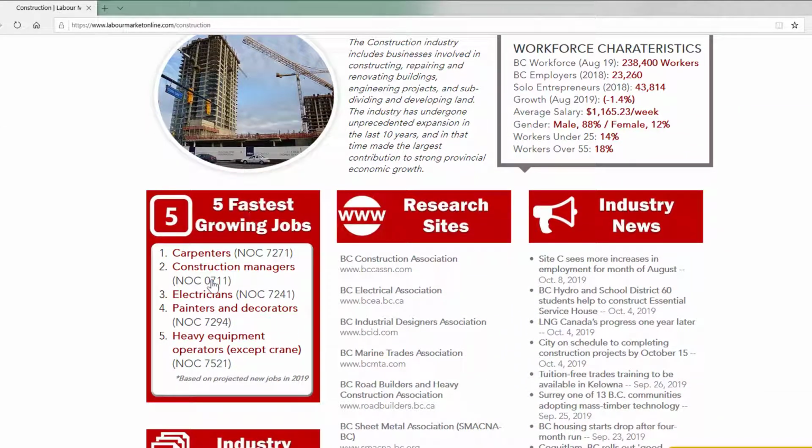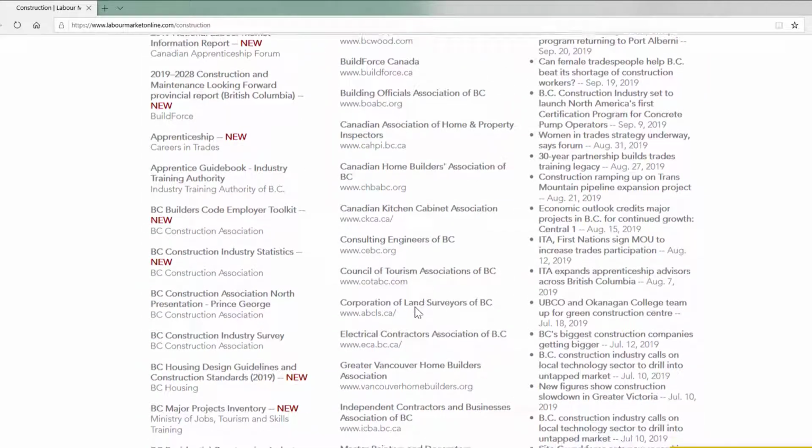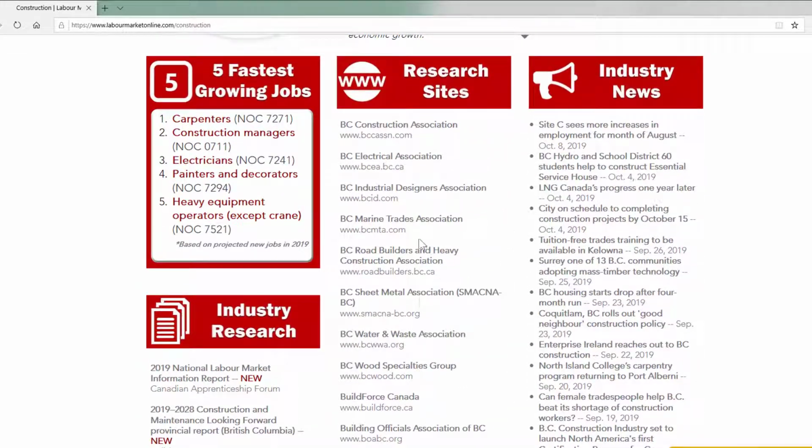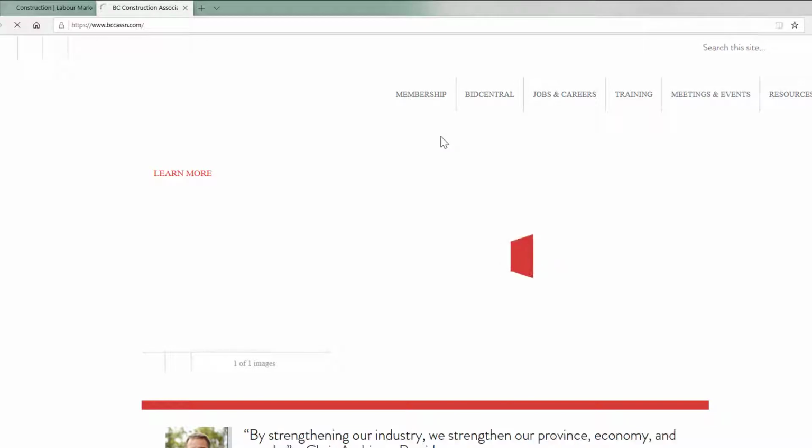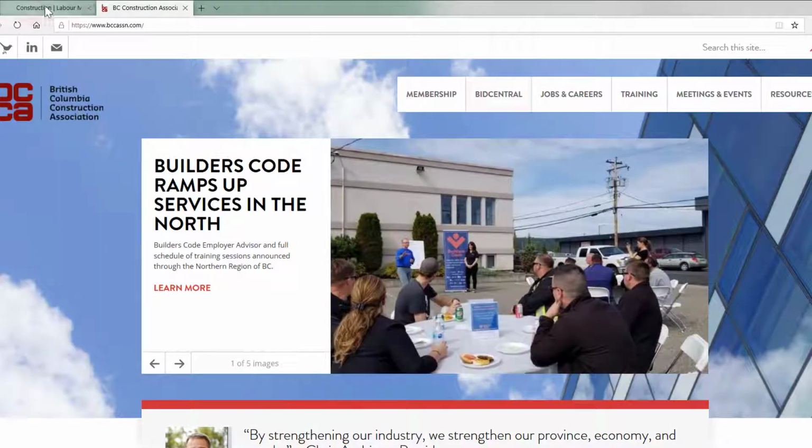We have the 5 fastest growing jobs in the construction sector. We have dozens and dozens of construction websites that people can link on to be able to gather more information. So they just simply click on one of those sites and it immediately brings it up. We're constantly reviewing these websites to make sure that they're current and they have the latest information.